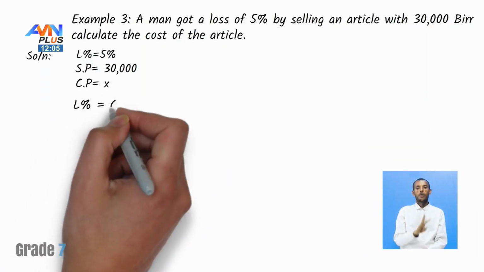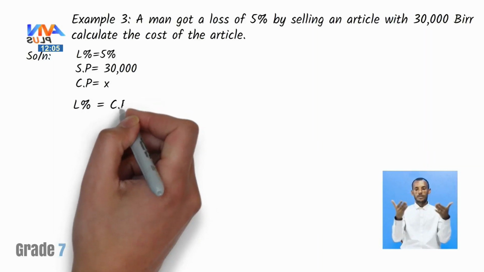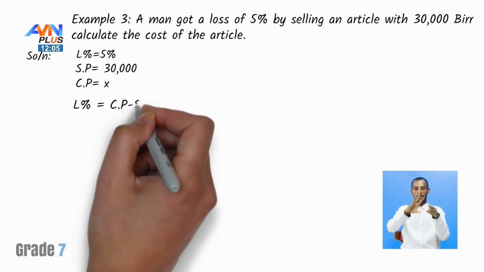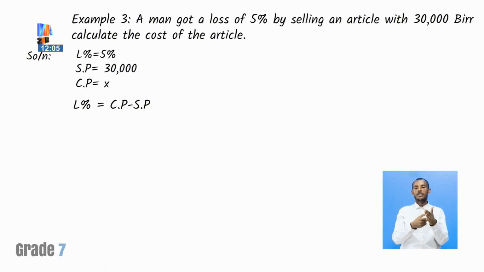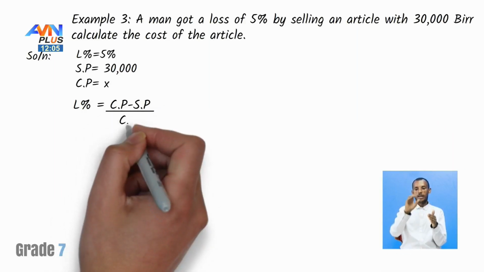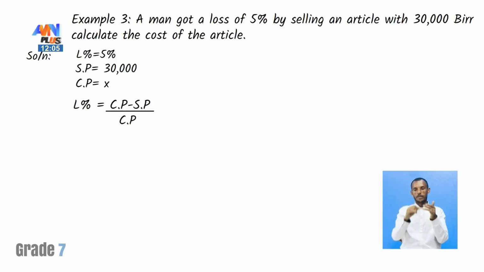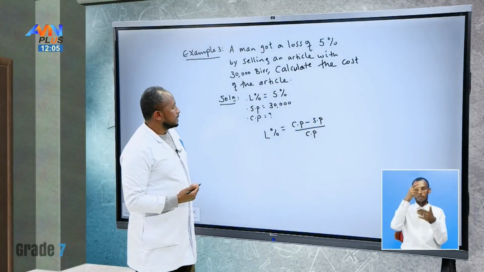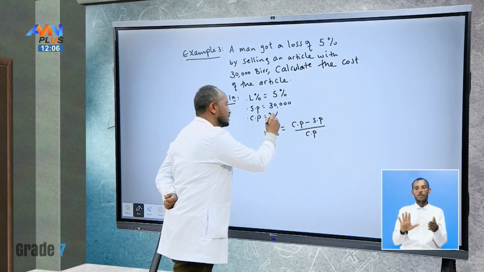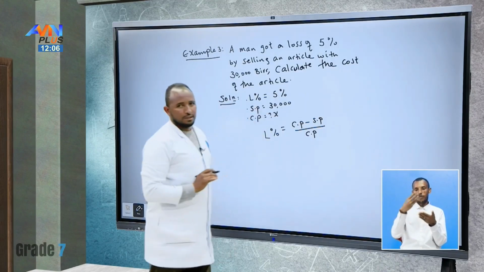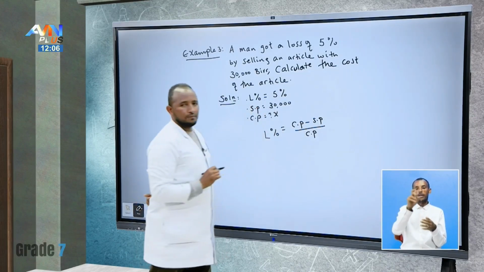we use the equation. Loss percent is given by loss. That means it is cost price minus selling price divided by the cost price. This is the equation to calculate loss percent. So here, we don't know the cost price. Let's use a variable x. And let's try to find this.